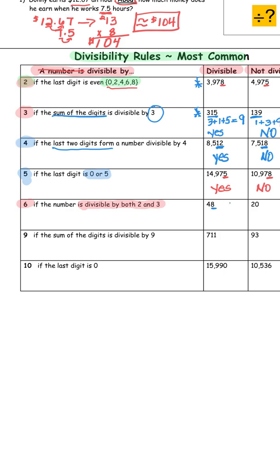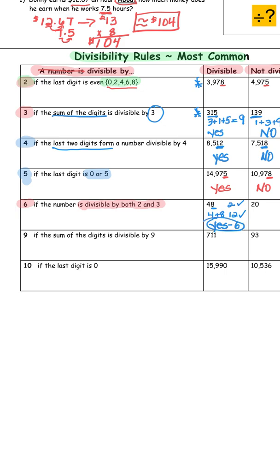So is it divisible by 2? The answer is yes. Now, what is the rule for 3? For 3, it says if the sum of the digits is divisible by 3. So now I want to see if this is divisible by 3. So I would say 4 plus 8 is 12. Is that number divisible by 3? Is 12 divisible by 3? The answer is yes. So therefore, this would be divisible by 6. So it's a yes for divisible by 6.